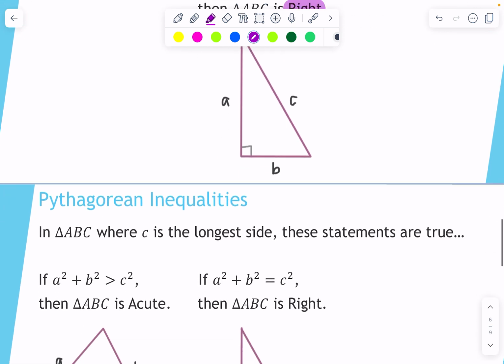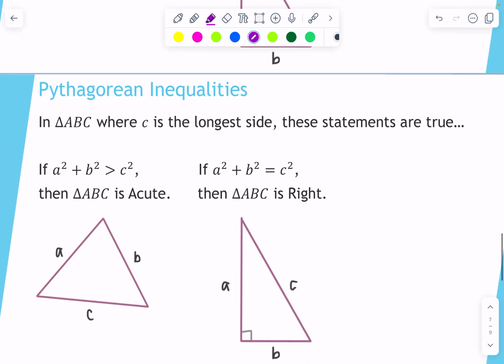Okay, let's go to the next one. If a squared plus b squared is greater than c squared, so the 2 shorter sides squared and added together are greater than the longest side squared, then we know that this triangle is actually going to be an acute triangle, which means all 3 angles are acute.